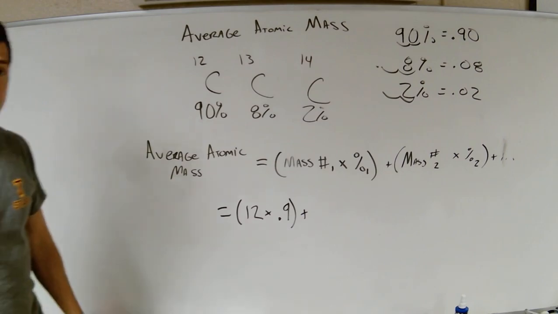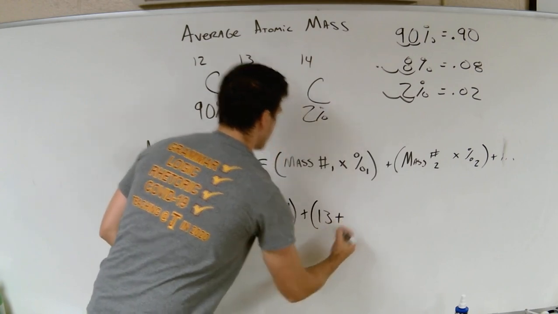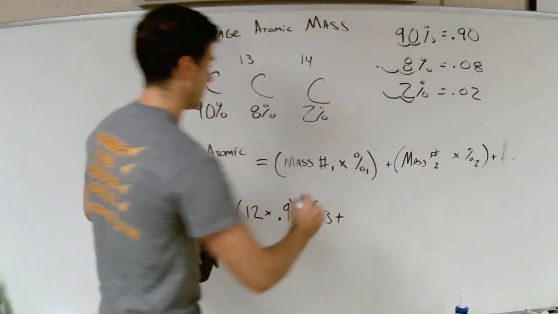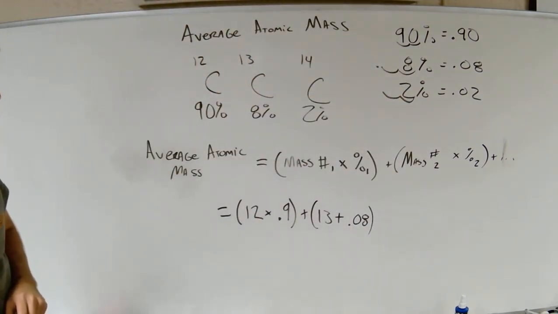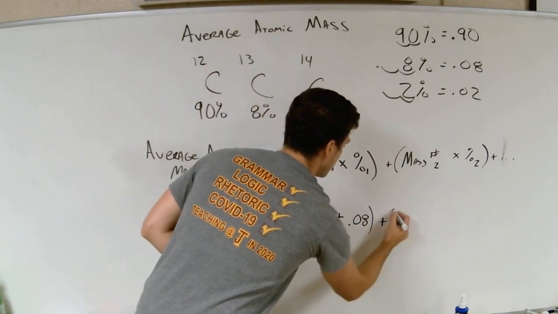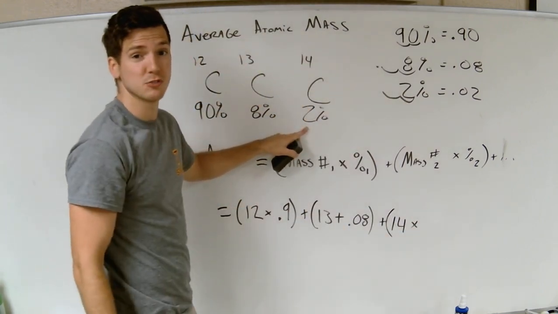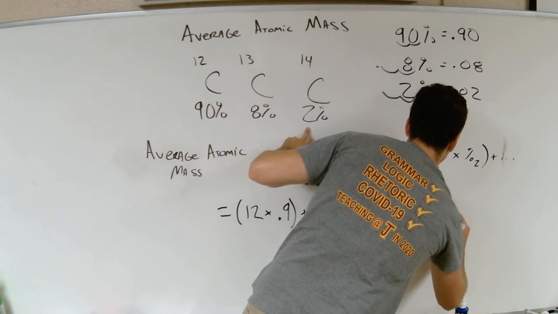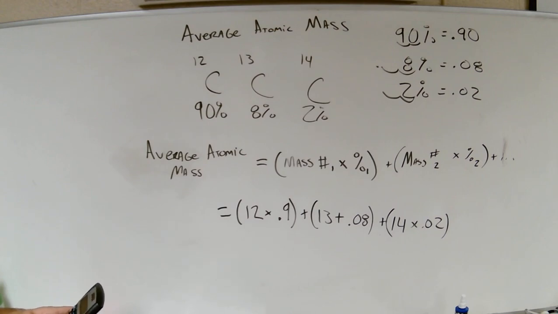And then we're going to do that for the second isotope as well. So plus the mass number of isotope 2 is 13. The percent abundance is 0.08, right? Because we changed that percentage to a decimal. And then for the last isotope, we'll take its mass number times its percent abundance, which in decimal form is 0.02. Alright, and then we'll add those up in the handy dandy calculator. Again, this isn't a real representation of carbon's isotopes. This was just an example I came up with off the top of my head, but let's see how close it actually is.